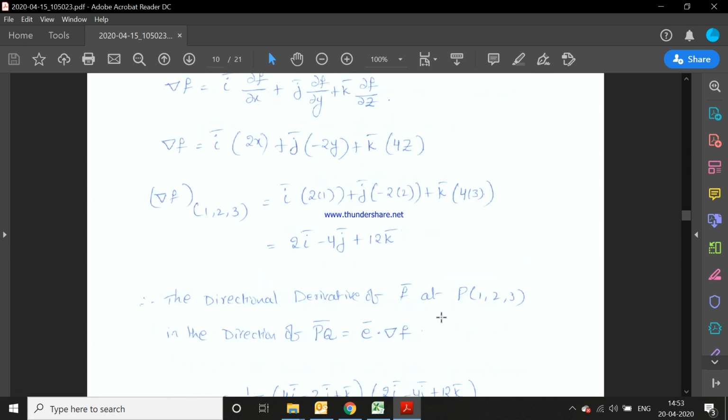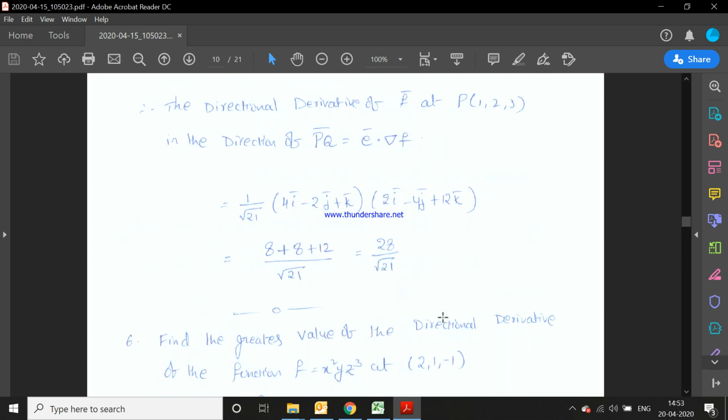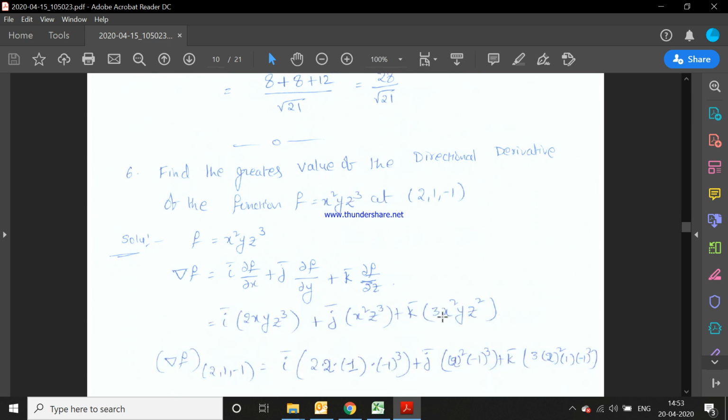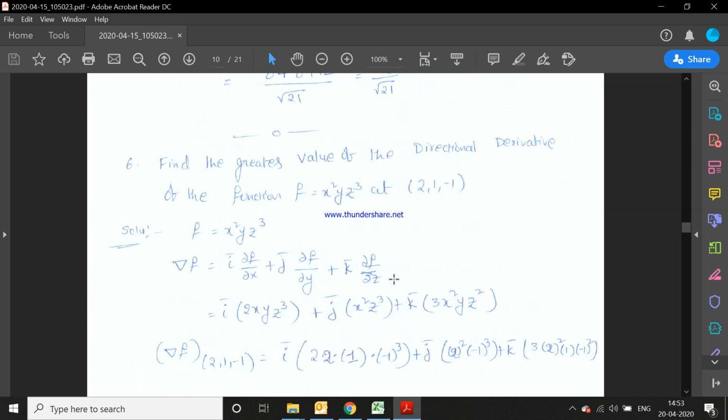So next example is: find the greatest value of the directional derivative of the function f = x²yz³ at (2, 1, -1). The greatest value of the directional derivative of the function is the modulus of del f, or the length of del f.